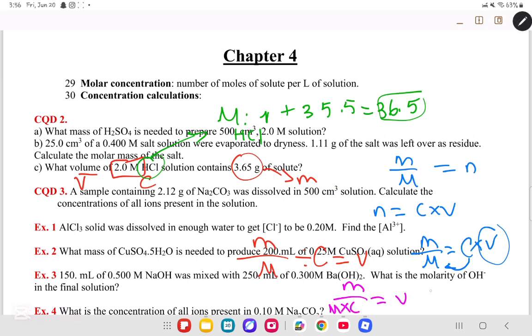Right, so let us substitute the mass that we have, it is 3.65, over the molar mass, which is 36.5, times what? The concentration, which is 2. And you're going to get your answer, which is 0.05 liters. Remember, here in this case, they didn't specify, but if they specified and they wanted it in centimeter cubed or milliliters, you would very simply multiply by 1,000, to become what? Centimeter cubed, so it is 50 centimeters cubed.